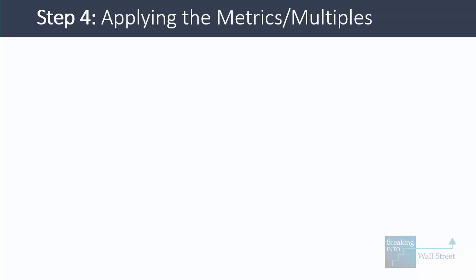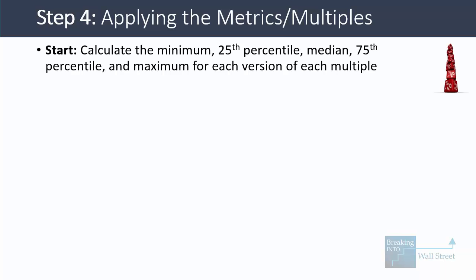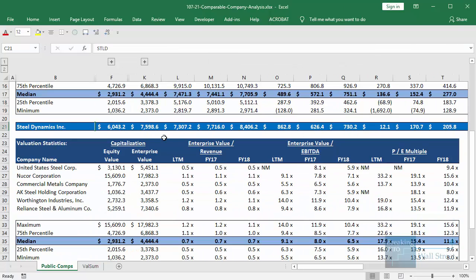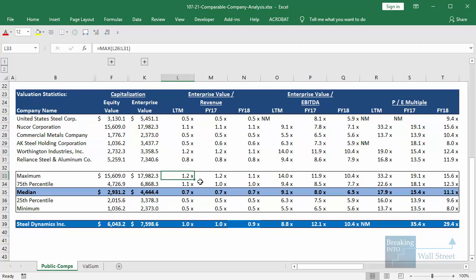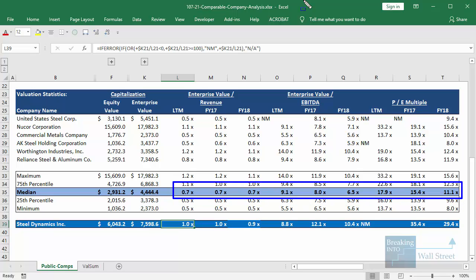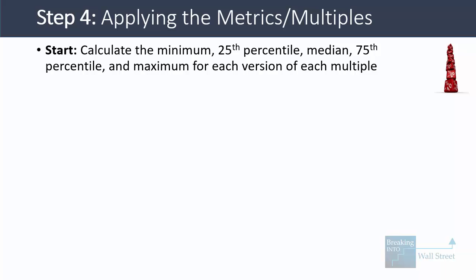Then in step 4, you need to apply these metrics and multiples. You start by calculating the minimum, 25th percentile, median, 75th percentile, and maximum for each version of each multiple. So here, for example, if you look at the LTM enterprise value to revenue multiple, we took the maximum, the 75th percentile using the quartile function, the median, the 25th percentile with the quartile function, and the minimum. And we also calculated the number for Steel Dynamics. So this gave us a sense of what this set of comparable companies looks like.